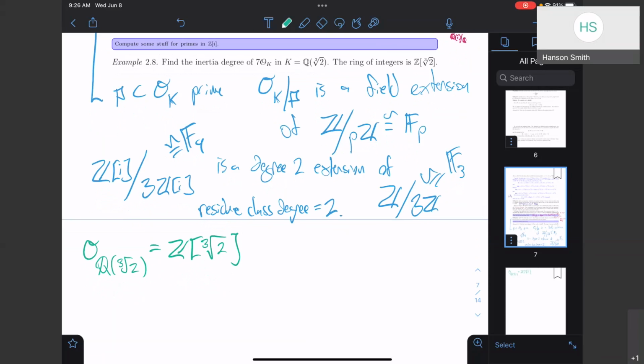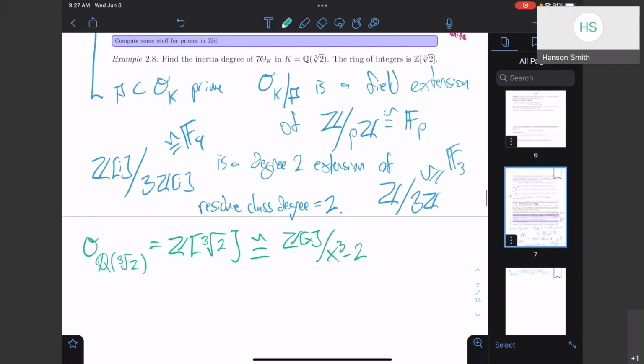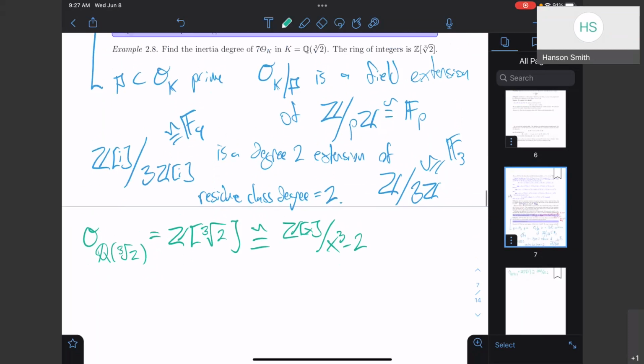So yeah, let's see. And maybe a better way to write this ring of integers for now, rather than choosing which root of x cubed minus 2 I'm going to work with, I'll just write it as Z adjoined x modulo x cubed minus 2. Cool. So we just have some x. All I know is x is a root of this polynomial. Awesome. And as before, we're going to go ahead and mod out by 7.